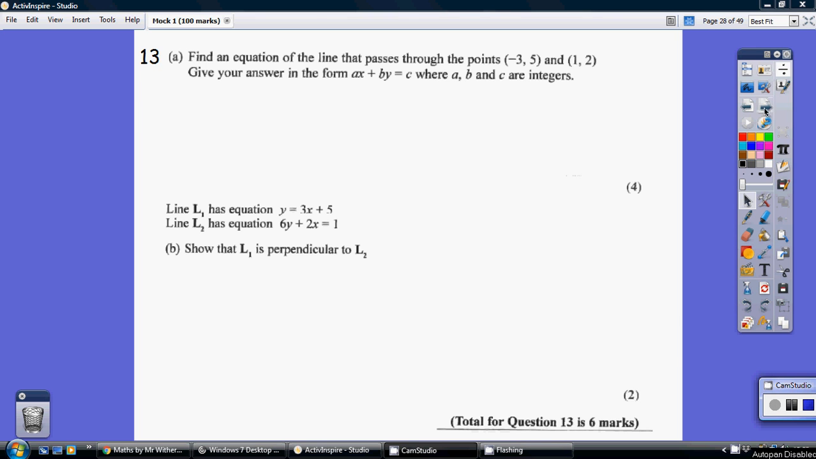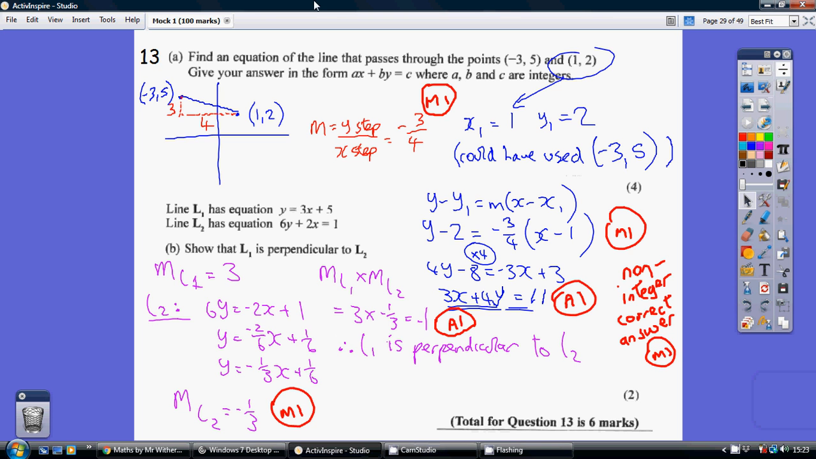Question 13. So we're being asked to find an equation of the line, so we're going to be needing to use the formula y minus y1 equals m(x minus x1), and to use this we require one point on the line, (x1, y1).